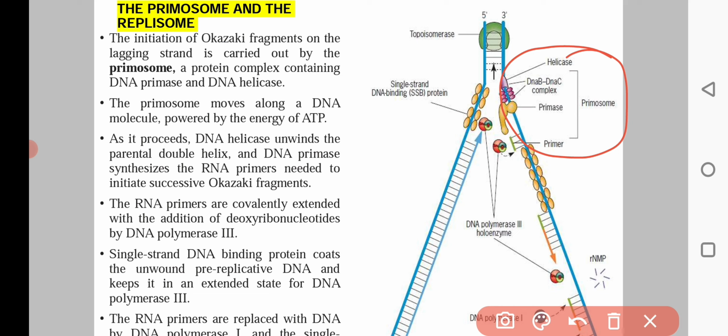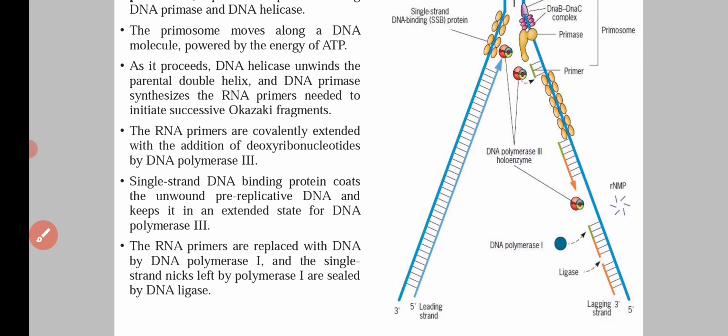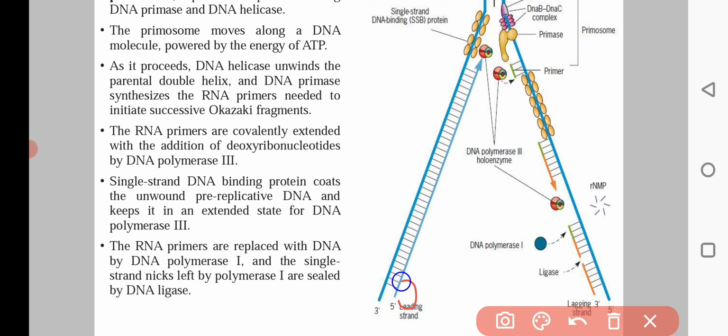Okay, so the RNA primers are covalently extended with the addition of deoxyribonucleotides by DNA polymerase third. On the leading strand, where continuous synthesis of the new strand takes place, it is quite simple. Only one time this RNA primer gets synthesized, and after that the DNA polymerase enzyme will come and start synthesizing or extending the strand. So in this manner it will synthesize continuously.